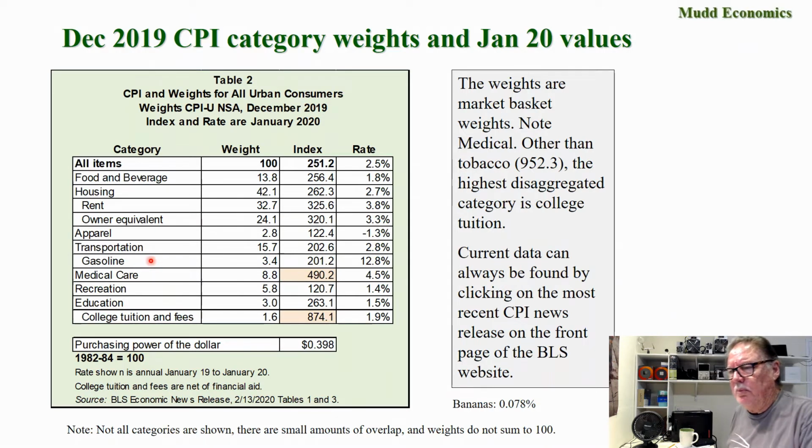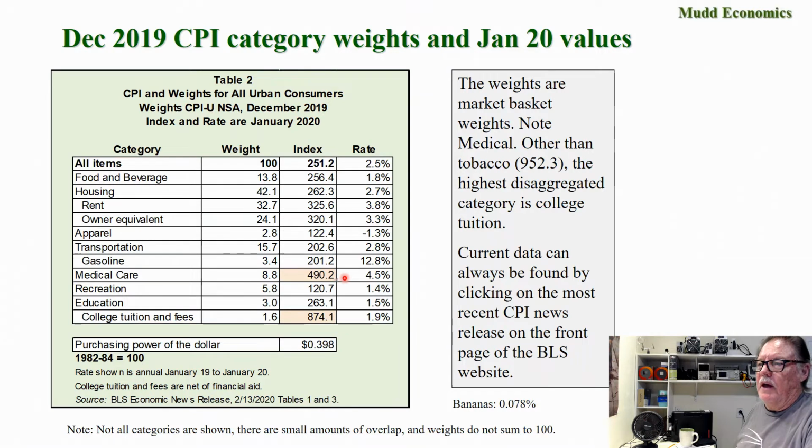Gasoline in transportation, as we're going to see, is really volatile from year to year. It only has a weight of 3.4. Overall, the index is well below the index of all items, so it has been increasing in value less than the general inflation rate, but last year, January to January, it went up in value by 12.8%. Very volatile.